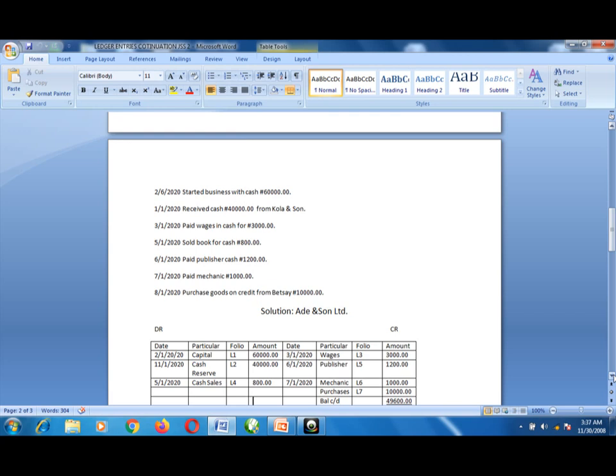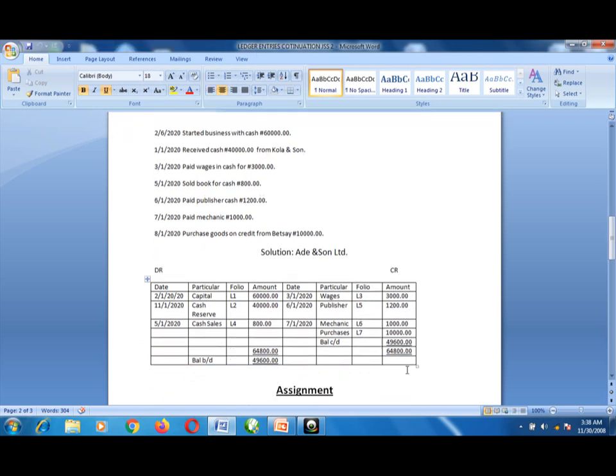Then sales. On 5, he makes sales of 800 naira. You have to record that one at the debit side as well. Then on 3rd, paid wages in cash. He paid wages to the staff, 3,000 naira. Then paid publisher, 1,200. All the payments are to be recorded at the credit side, while all the receipts are to be at the debit side.